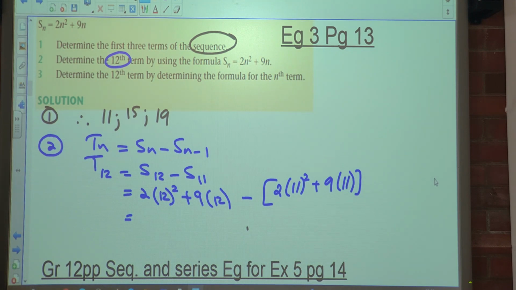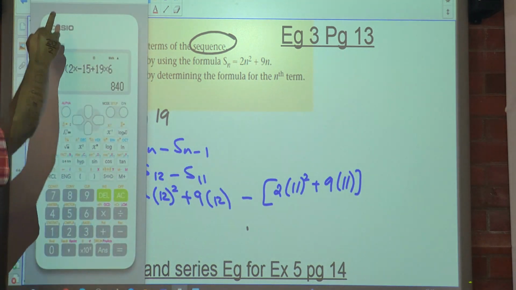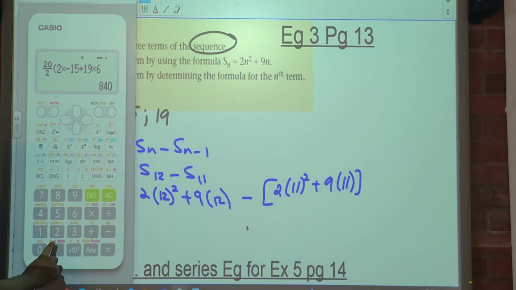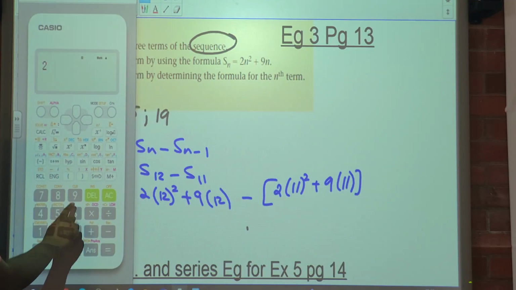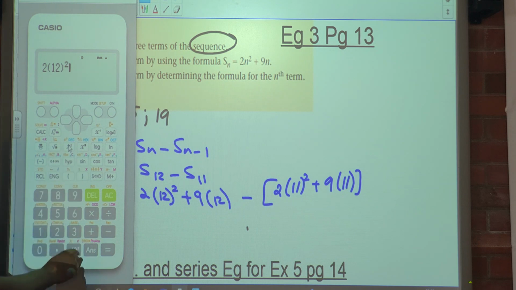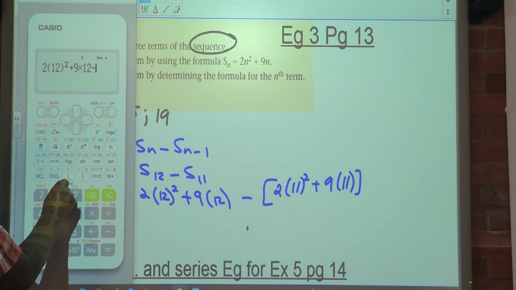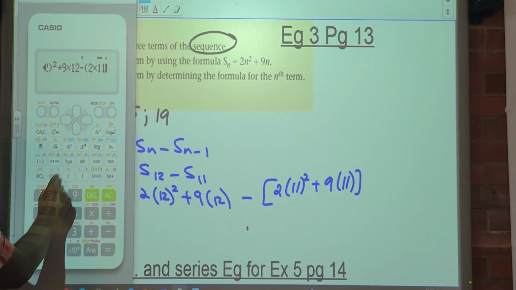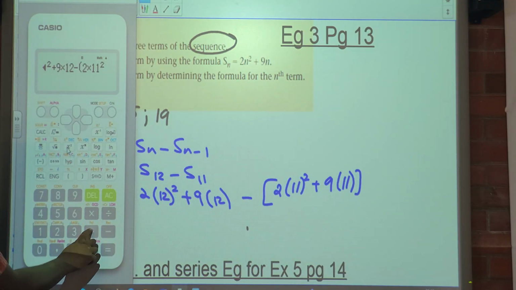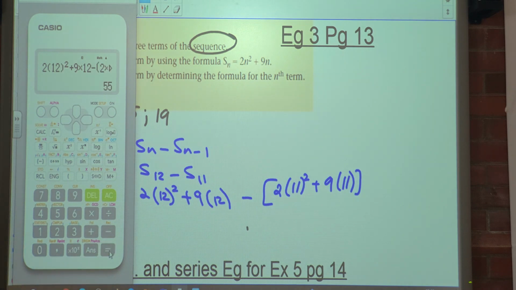Okay, so let's put this in the calculator quickly. So that would be 2 times 12 squared plus 9 times 12 minus, open bracket, 2 times 11 squared plus 9 times 11. Gives you an answer of 55. You all agree with that, people? Yes, sir. Right.